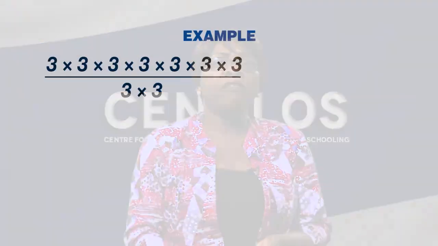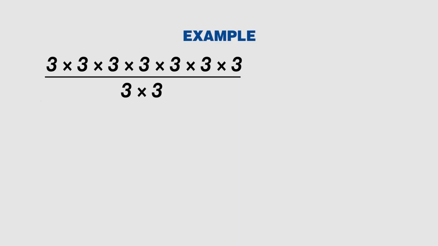This time, we have 3 multiplied by itself 7 times, divided by 3 multiplied by itself 2 times. Now, we can cancel out some of these terms to simplify the expression. And when we do that, we'll get 3 multiplied by itself 5 times. And so our answer is 3 raised to the power 5.